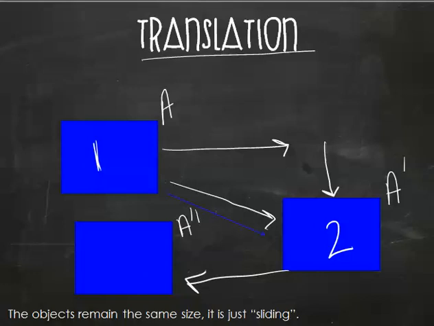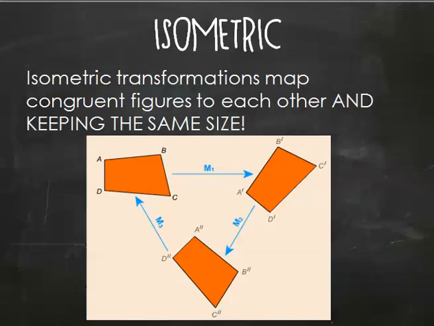It's very different. Okay, so now let's talk about being isometric. Isometric transformations, that's the 3 that I just talked about. They map congruent figures to each other, and they keep the same size. This is the key thing about being isometric. They keep the same size.